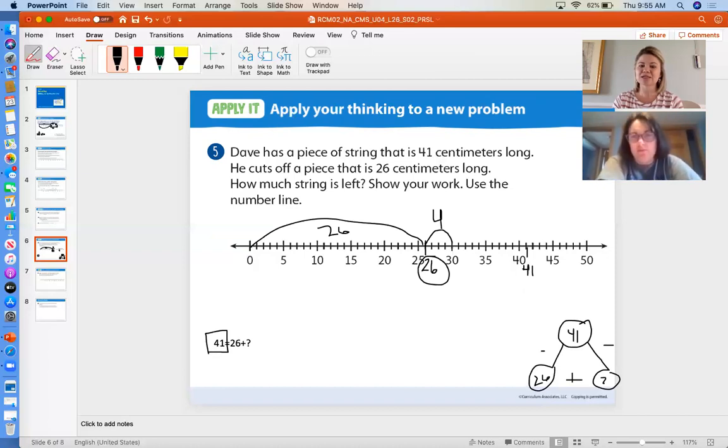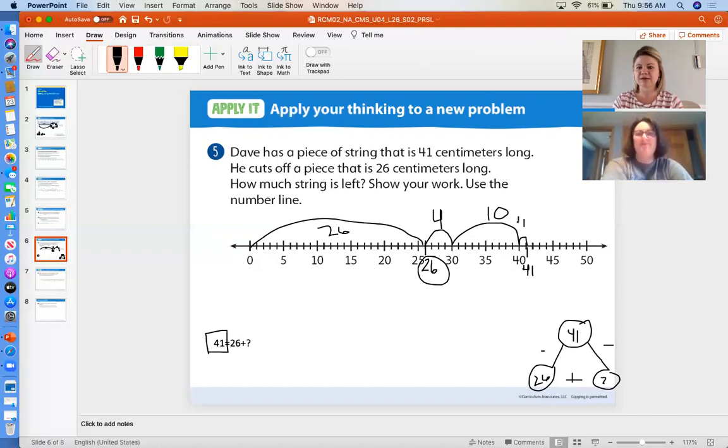Then I'm going to take a big hop as close to 41 as I can get by counting by 10. So if I just hop one 10, I get to 40. Well, I know I can't get to 50 because I'll go past 41. But I'm not there yet, so I still have to take one little baby hop to get to 41.